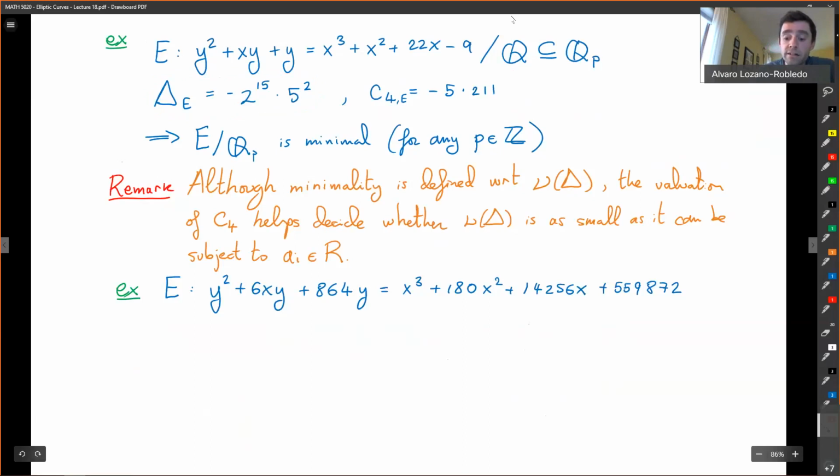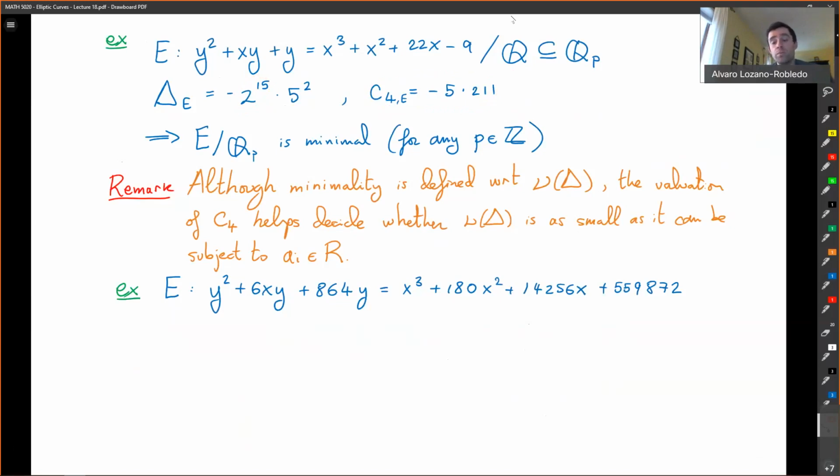For p bigger than 2, the power of p is less than 12, so I cannot possibly reduce it anymore, so it's minimal for every p bigger than 2. For 2, since there is a big power of 2 here, it might be that this is not minimal at 2. But if it wasn't minimal at 2, if I subtract 12 from this, I would have to be able to subtract 12 from c4. And that is not the case. I cannot do that because c4 is already minimal with respect to 2.